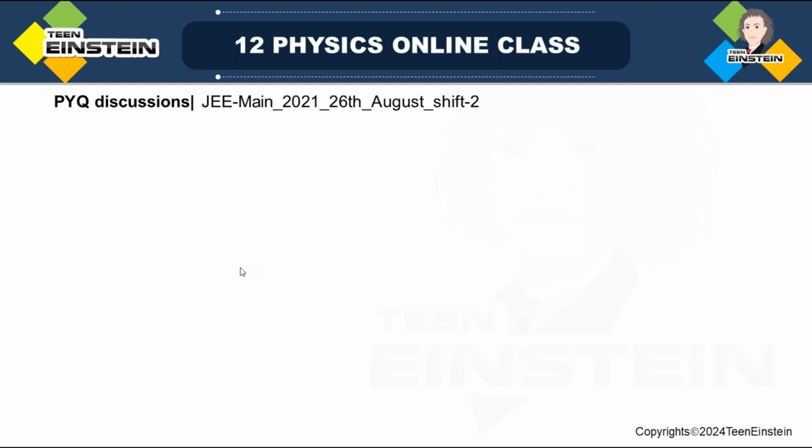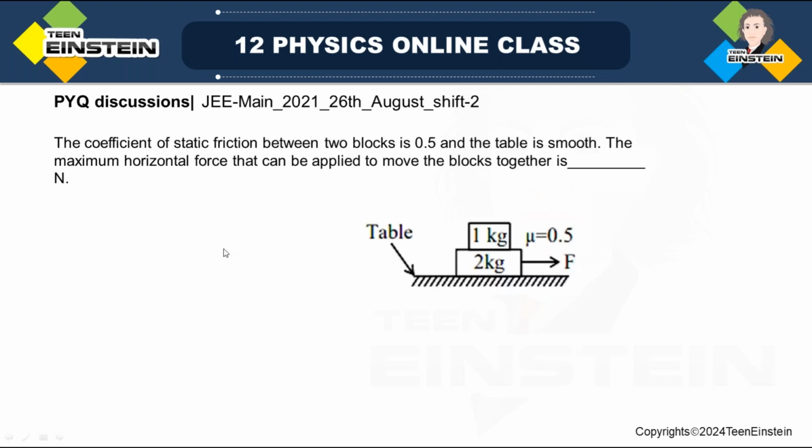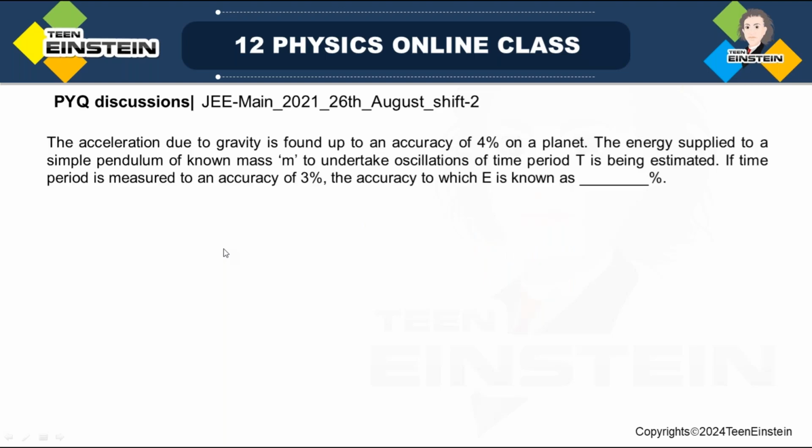This problem is very, very interesting. This problem says the acceleration due to gravity is found up to an accuracy of 4% on a planet. The energy supplied to the pendulum of known mass m.